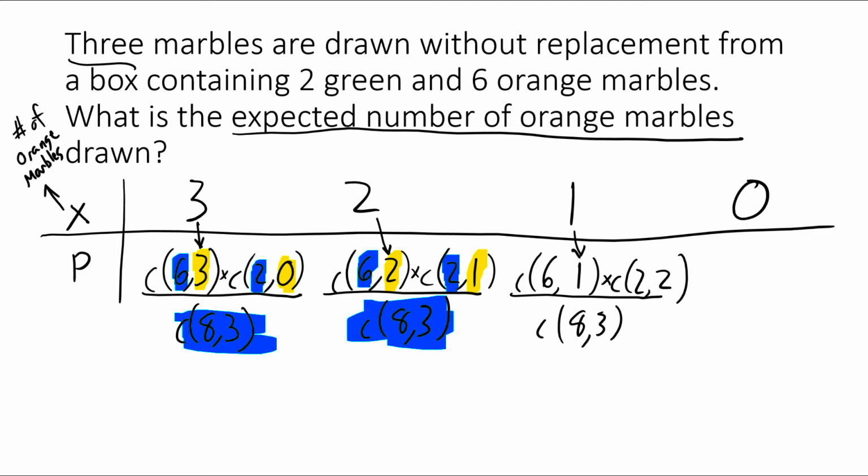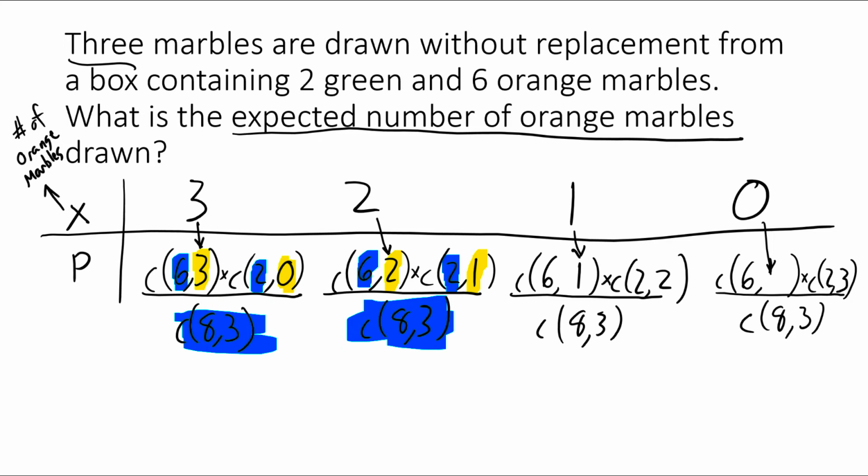All right. Now, finally, we have 0. And you might have noticed something a little different about 0, but we'll go ahead and write it out. Combination 8-3 in the denominator, combination 6 something times combination 2 something in the numerator. So in this case, we want 0 orange marbles, which would mean we would need 3 green marbles out of the 2 that there are.